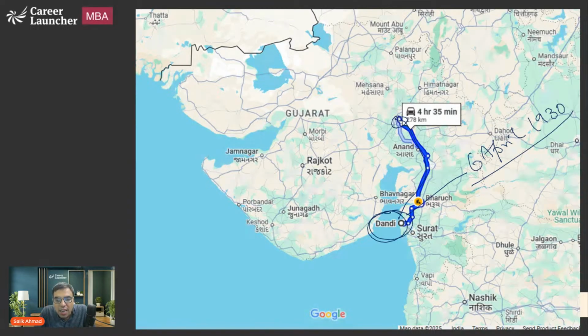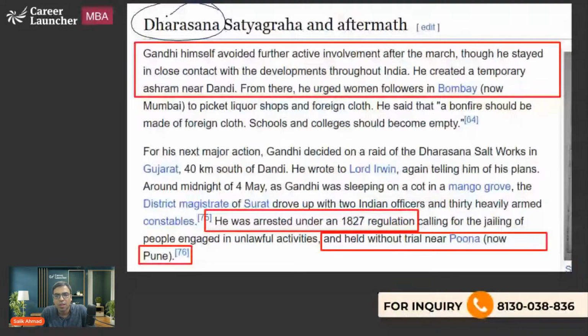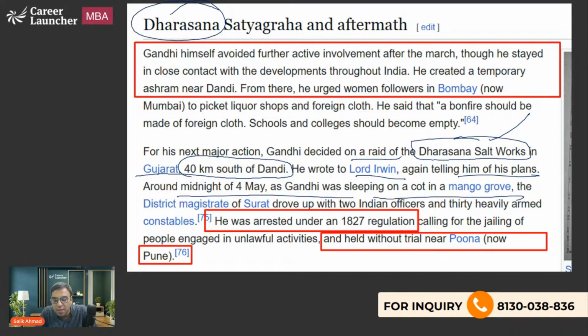Then near Dandi, there was a place called Dharsana where salt was being manufactured. Gandhi decided to raid the Dharsana salt works. This is the place near Dandi where salt is manufactured in a factory, which was 50 kilometers south of Dandi. He wrote to Lord Irwin, the Viceroy, that he was going to these places, and so he in fact challenged him also.